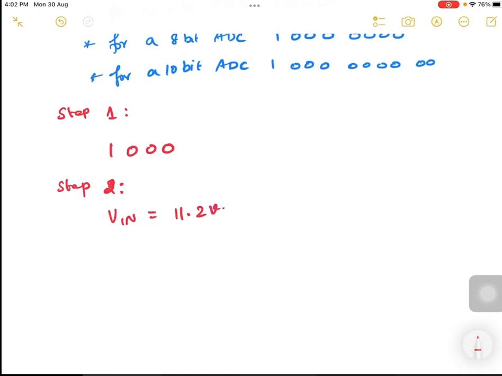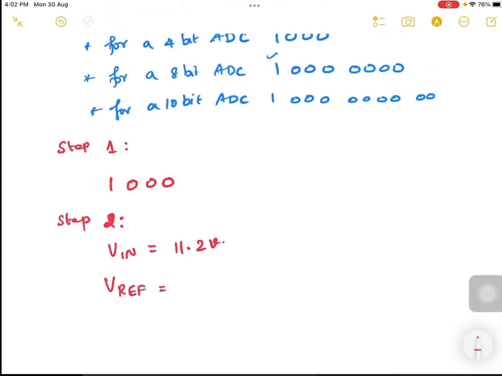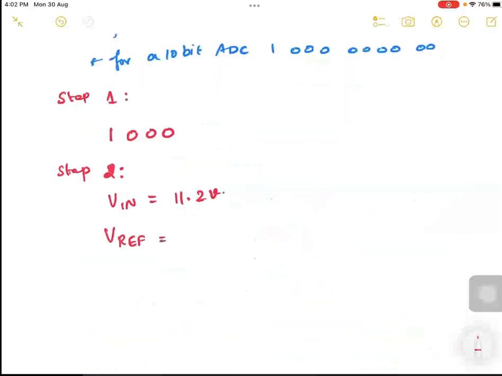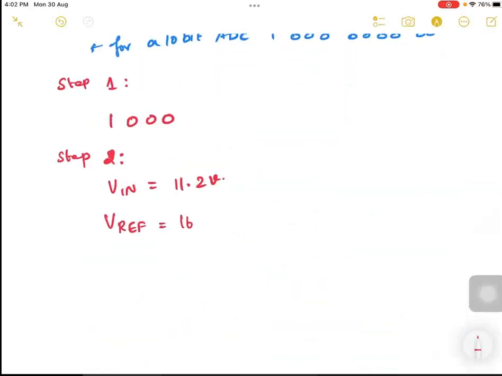I am not taking a whole number here, because with a whole number it sometimes converges to 0, and once it has converged to 0, the bit patterns will not change at all. That's why I am taking an odd value with a decimal, 11.2. Then we need a reference voltage to the DAC. As per the circuitry, this is the reference voltage. I am taking the reference voltage as 16 volts.